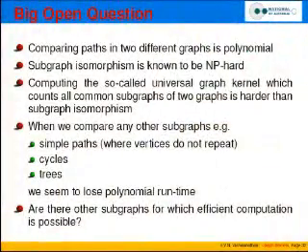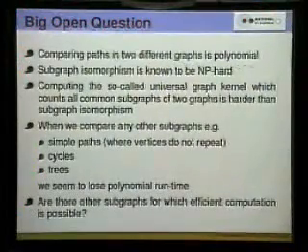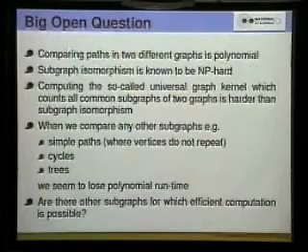And one, I want to leave you with a big open question that sort of troubles me on and off. I showed you a way of comparing two different graphs by comparing paths or random walks in the graph. So this is a polynomial time algorithm. I showed you how it can be done in order n cubed.